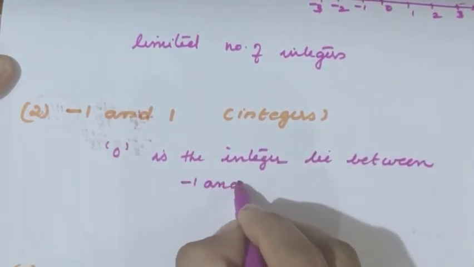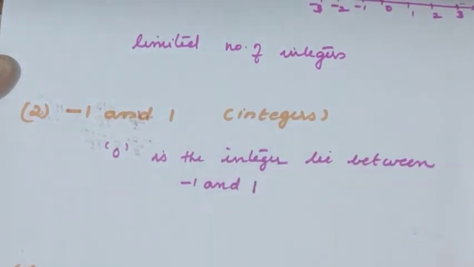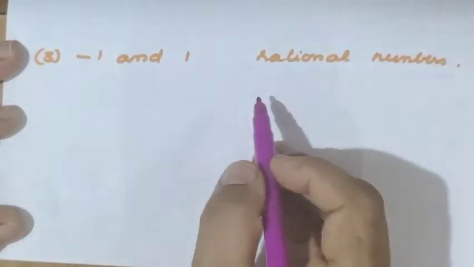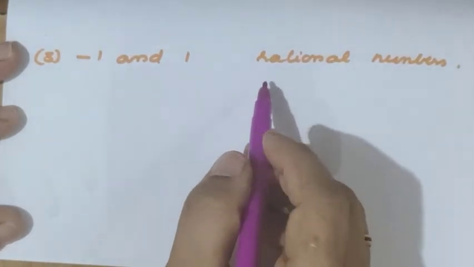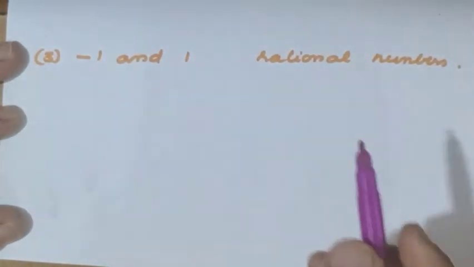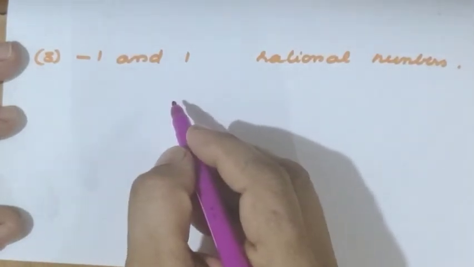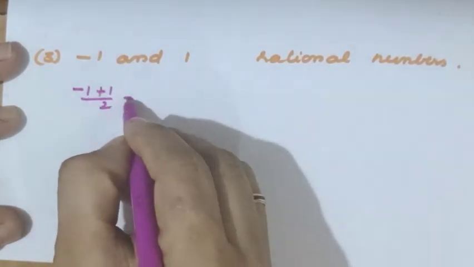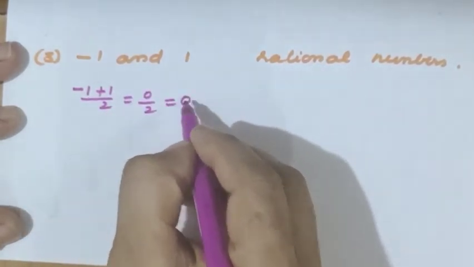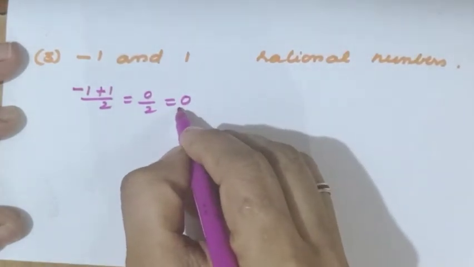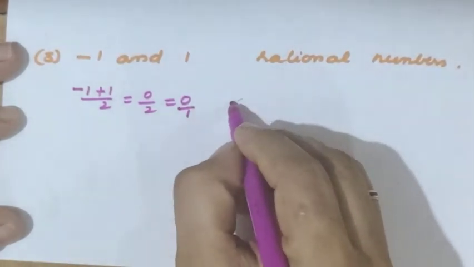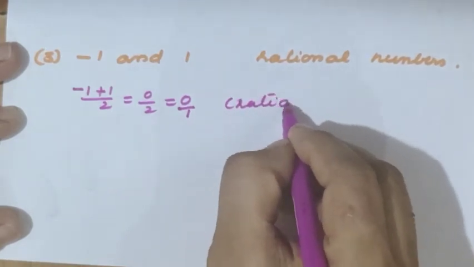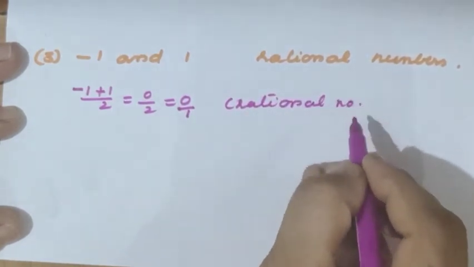Now let us see how many rational numbers are possible in between minus 1 and 1. We have to find out how many rational numbers lie between minus 1 and 1. So just to see one rational number, we can write minus 1 plus 1 divided by 2, it is 0 by 2, which is 0. 0 is an integer. At the same time, it can be expressed in the form p by q. So it is a rational number, right? So now I have got only one rational number.